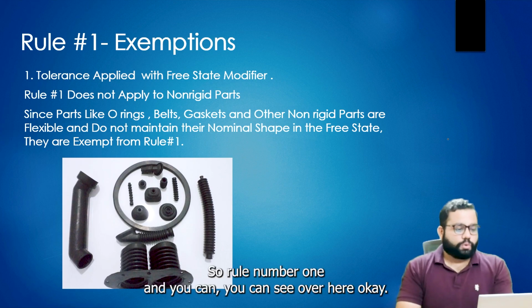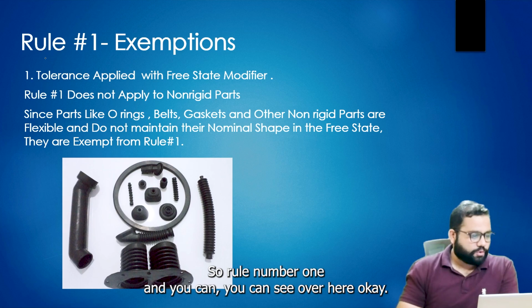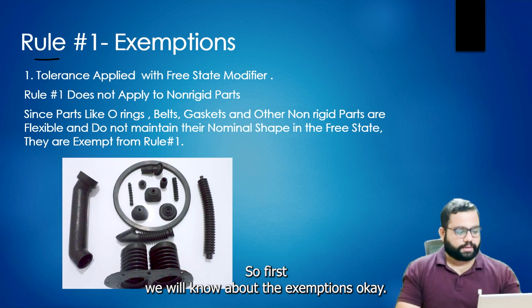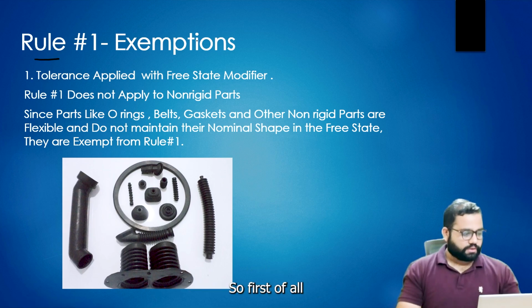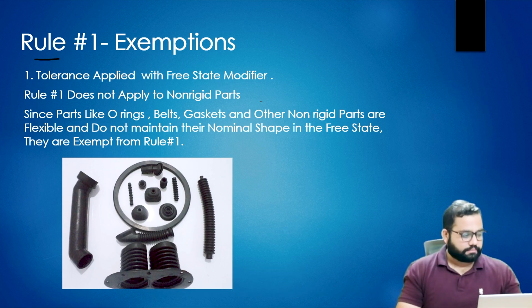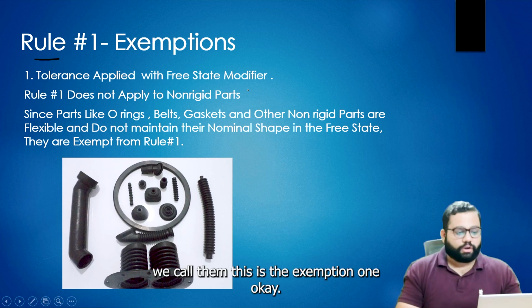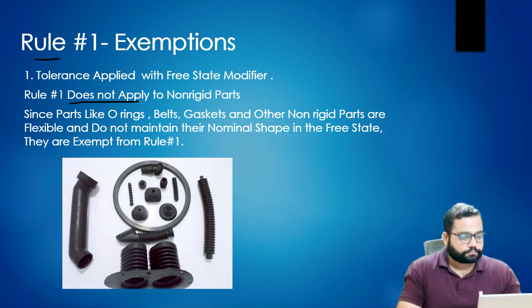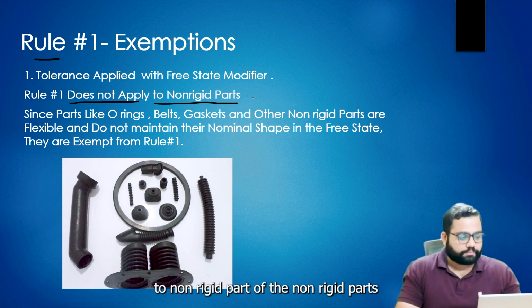So, Rule Number 1, you can see over here. First we will learn about the exemptions. First of all, Rule Number 1 does not apply to non-rigid parts. We call this exemption 1.